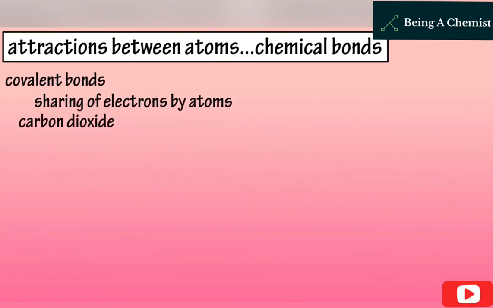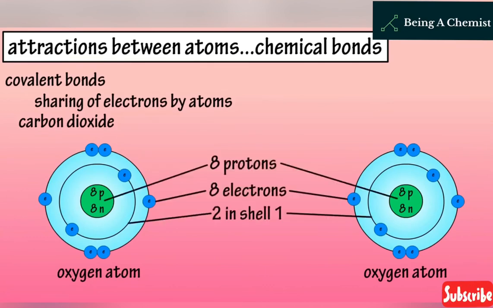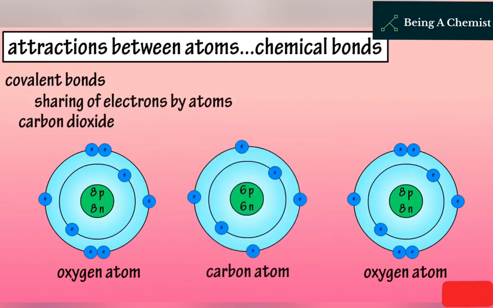Second example is of carbon dioxide. How is a covalent bond formed? Here are 2 oxygen atoms. Both have 8 protons, 8 electrons, 2 electrons in the first shell and 6 electrons in the second shell, that is the outermost shell. So there is a need of 2 electrons for both oxygen atoms.